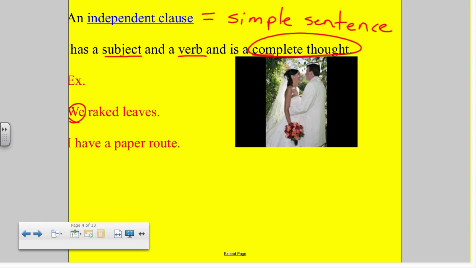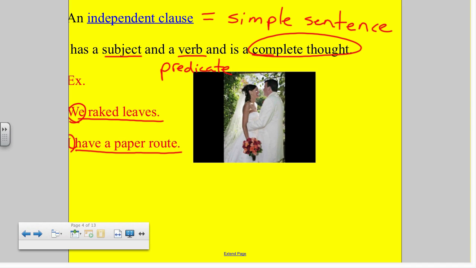For instance, "we" would be the subject of an independent clause. "Rake the leaves" would be the complete predicate, or the verb. Verb could also be called the predicate. So, in a sense, it's just a simple sentence. So, in a sense, I have a paper out. I, as your subject, "have a paper out" would be your complete predicate.